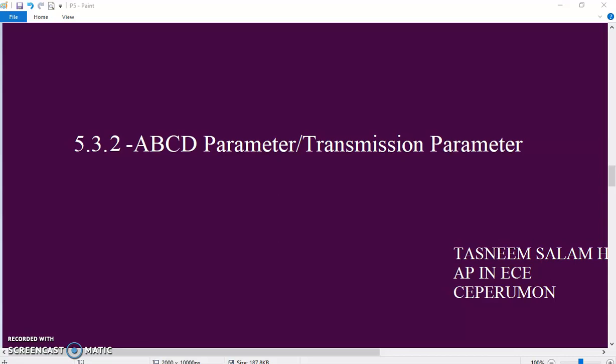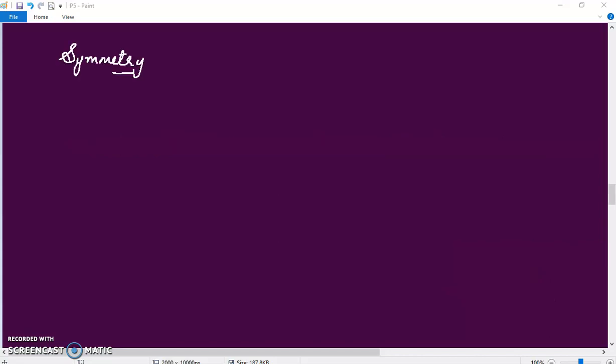In this session, I'll be explaining the rest of the ABCD parameters. We have already discussed the reciprocity of ABCD parameters. Now we are going to discuss the symmetry of ABCD parameters. Here we are going to see that the voltage and current ratio at the input port is the same as the voltage and current ratio at the output port.